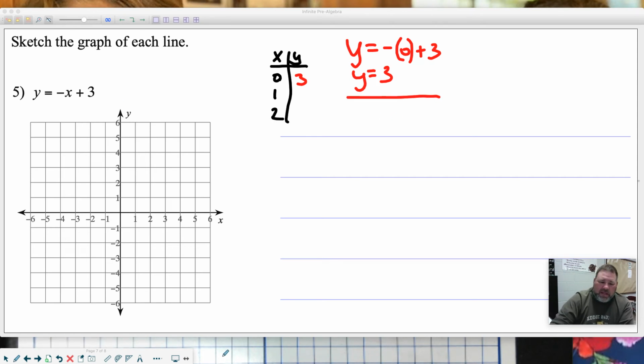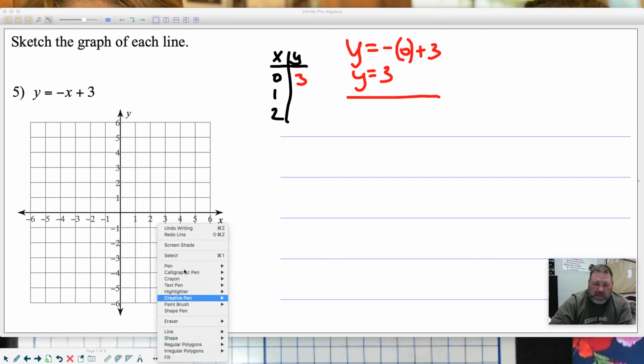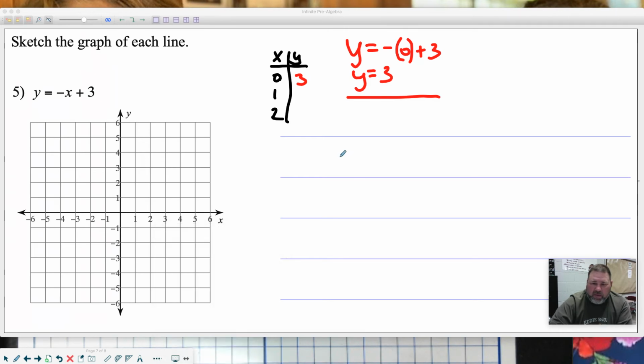Okay. Now, let's go ahead and plug in the 1. So that's y equals negative whatever x is. Well, x is 1, plus 3. So y is equal to negative 1 plus 3, which equals 2.